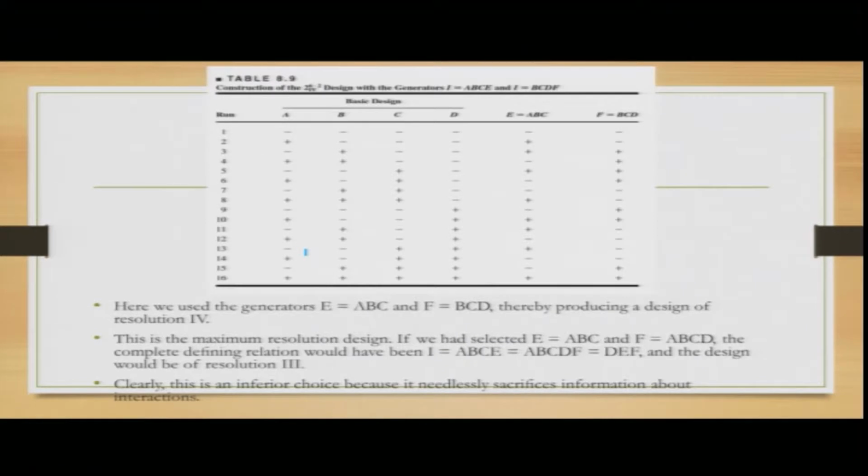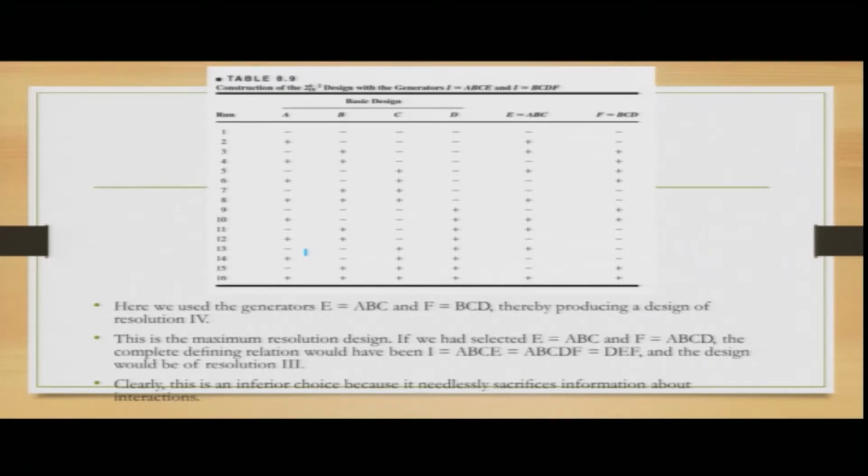So, here we had the construction of 2 to the power k minus p, where k was 6 and p was 2. So, this is the 2 to the power 6 minus 2 resolution 4 design with generators I equals ABCE and I equals BCDE. That means we are considering 2 generators. The runs were 16 in number. The basic design factors are A, B, C, D, and the generators are E and F. Here we used generators E and F, thereby producing a design of resolution 4.